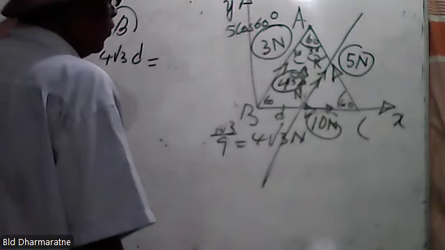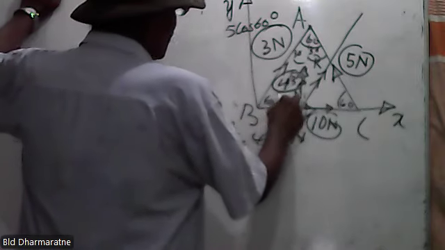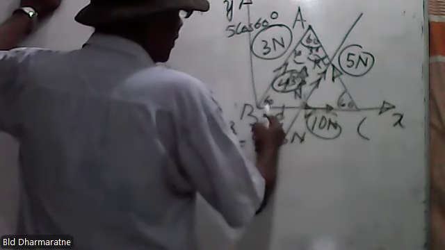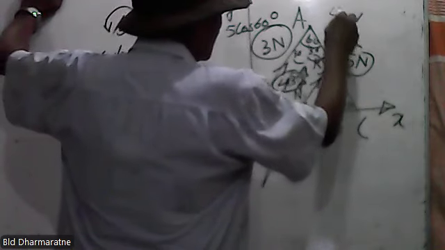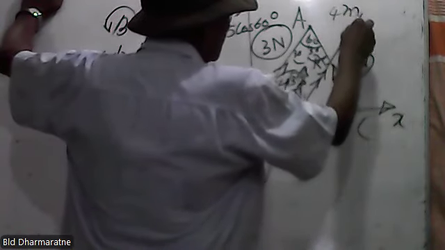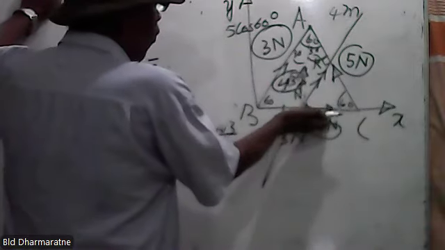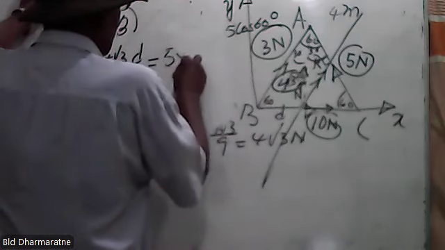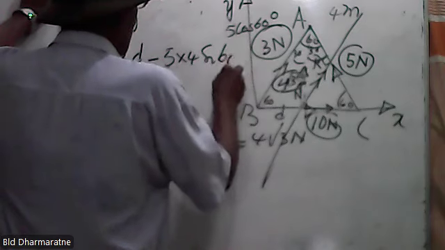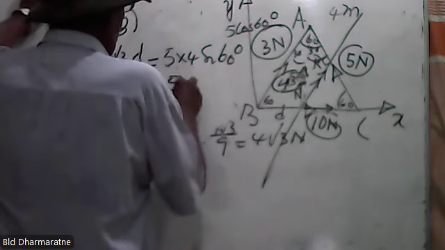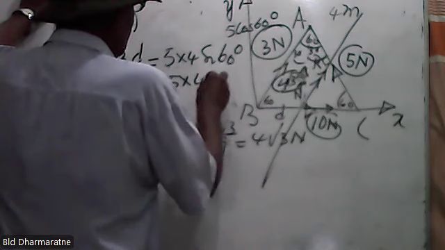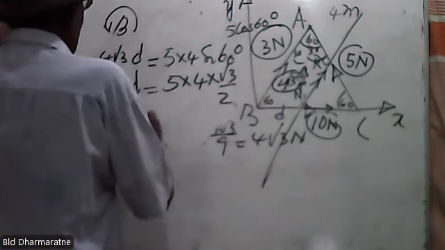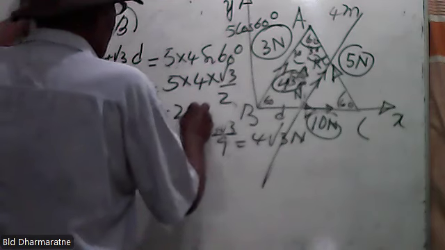What is this force? Very easy to calculate. Draw a small diagram of this one, the opposite triangle. This length is actually given as 4 meter. Means this side length is 4 meter. 5 into 4 sine 60, equals 5 into 4 into sine 60, root 3 over 2, equals 10 root 3. So 4 root 3 D equals 10 root 3, and D is equal to 2.5 meter.